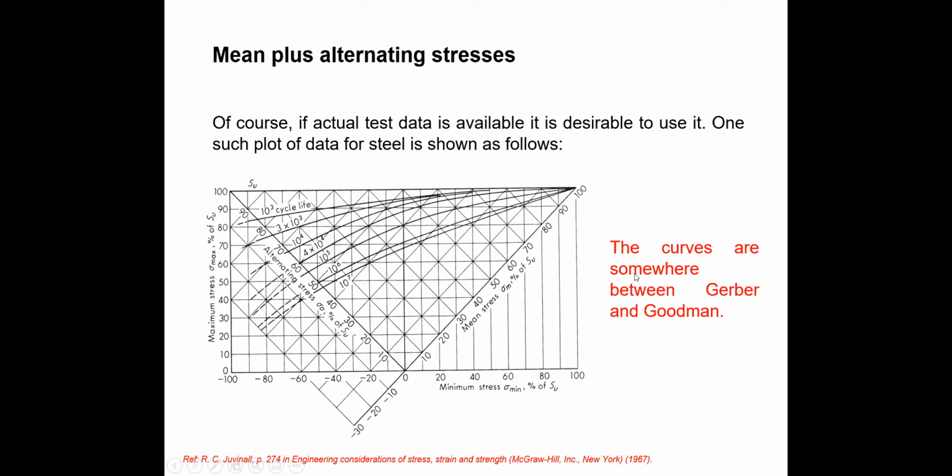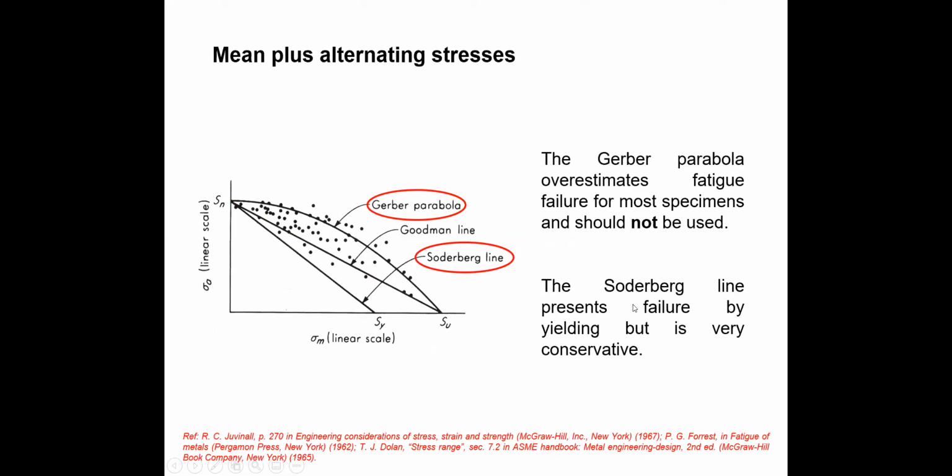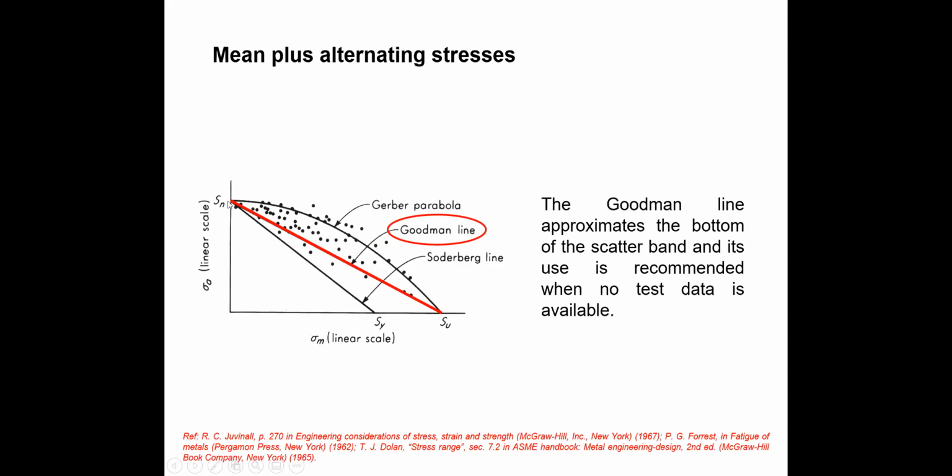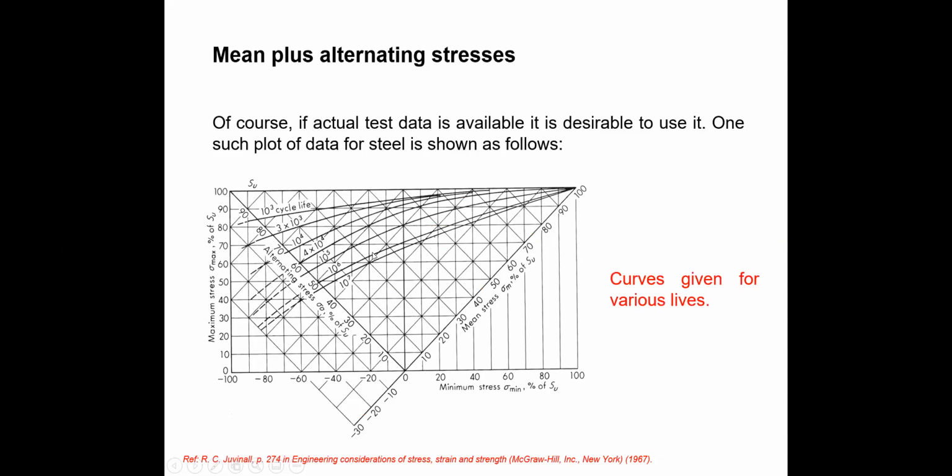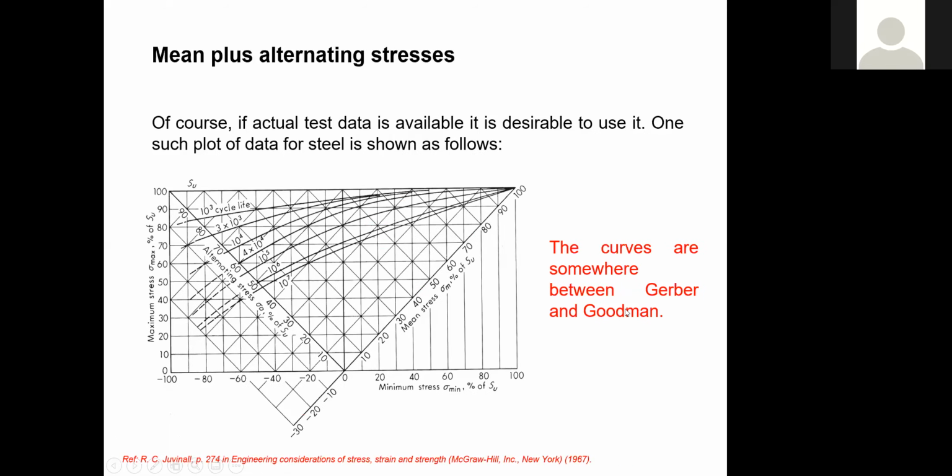The curves are somewhere between the Gerber and Goodman line. I told you here, the Goodman line, even though we get a symmetry around this Goodman line, and the points are symmetric around it, I explained it is not totally perfect symmetry. So the symmetric line will be in between the Gerber and Goodman line. That's why they mention these lines in between the Gerber and Goodman line. So that is symmetrical.